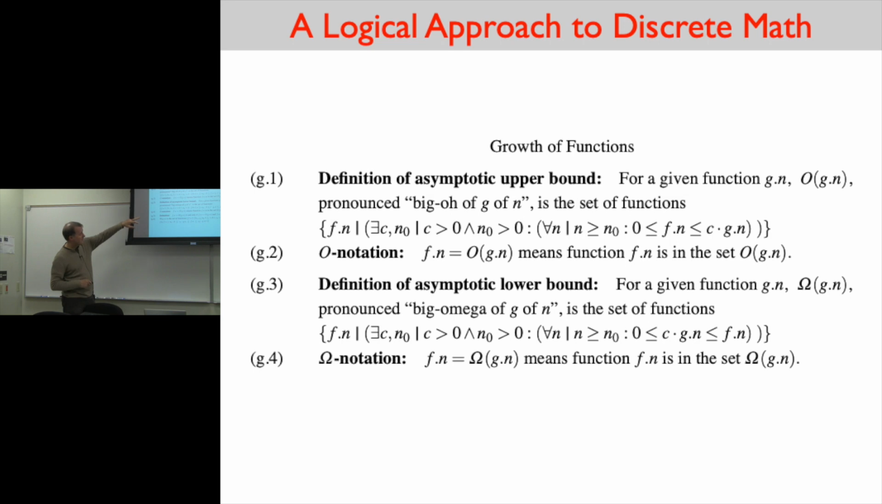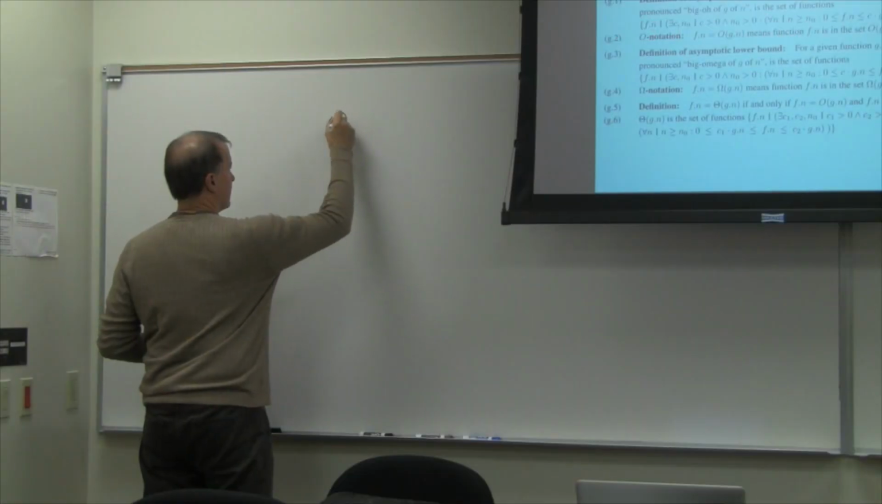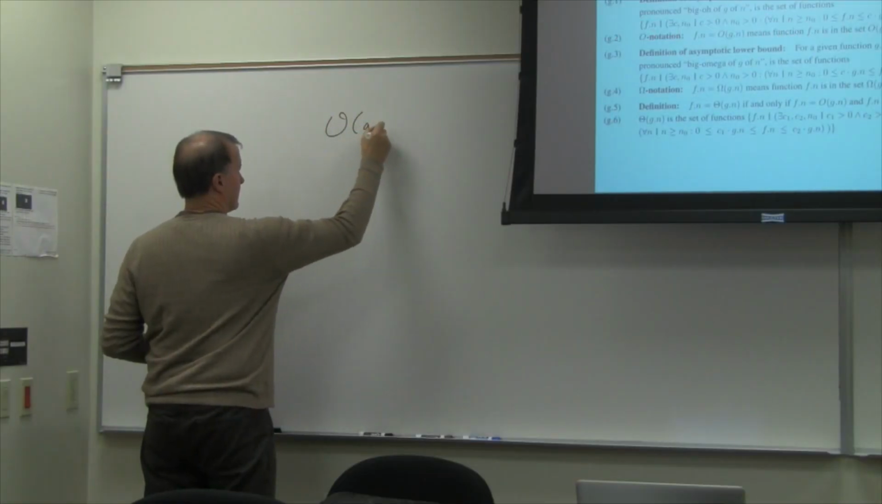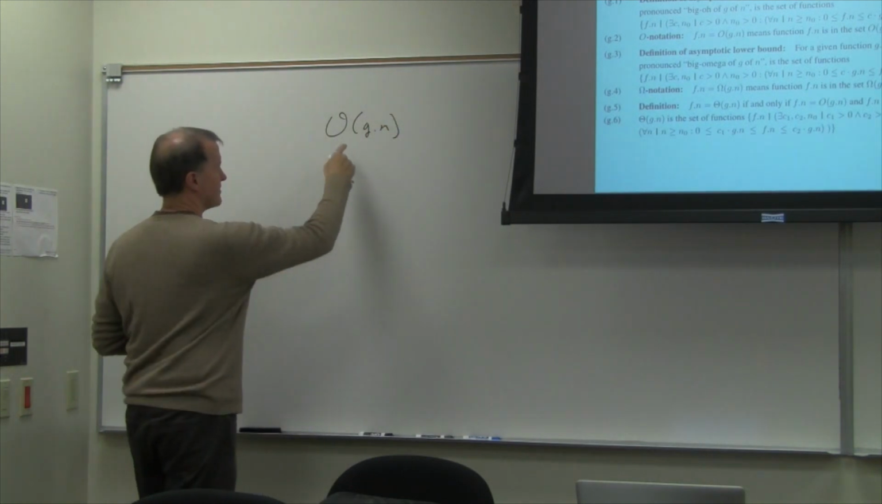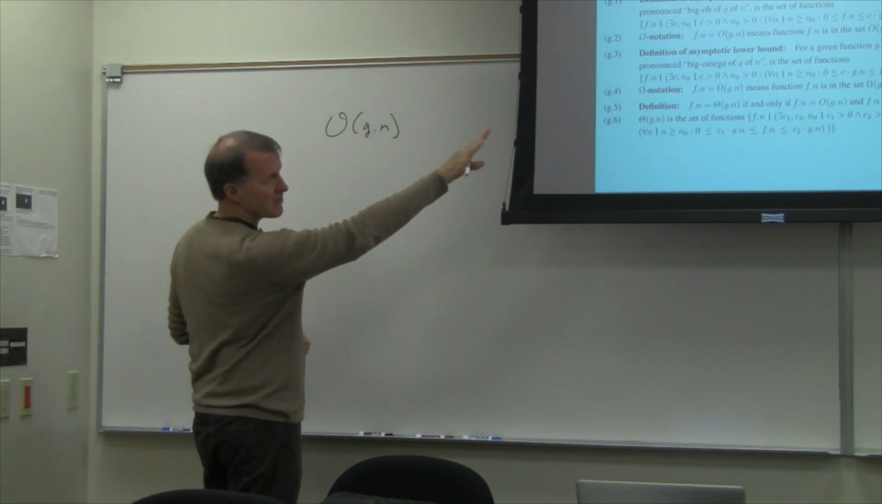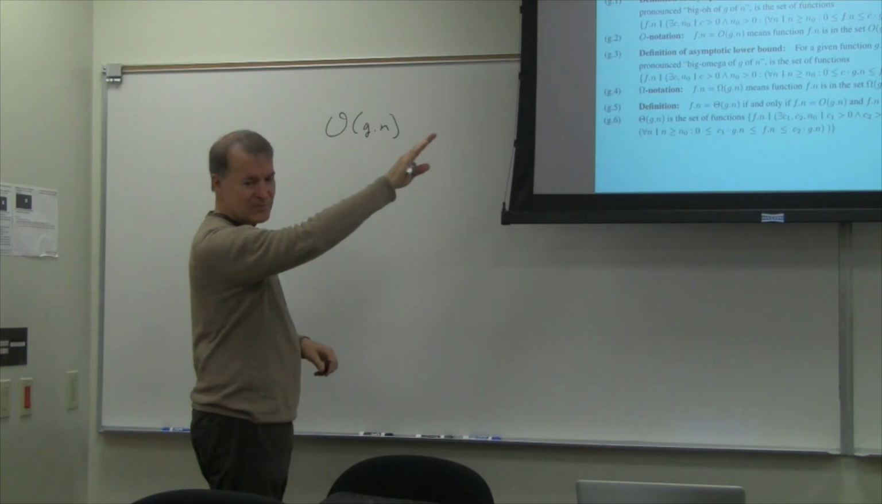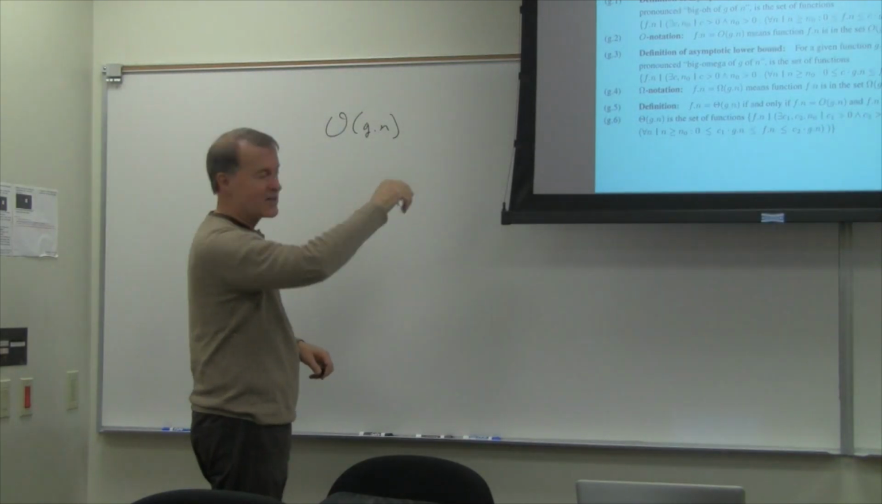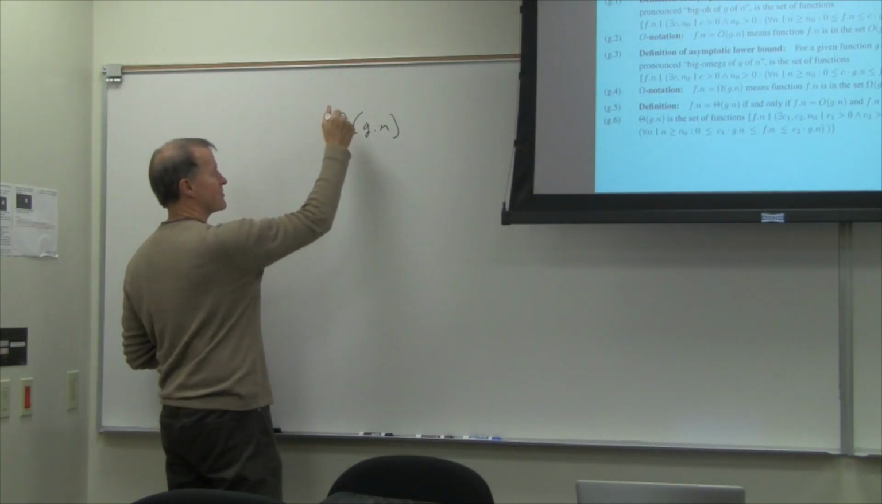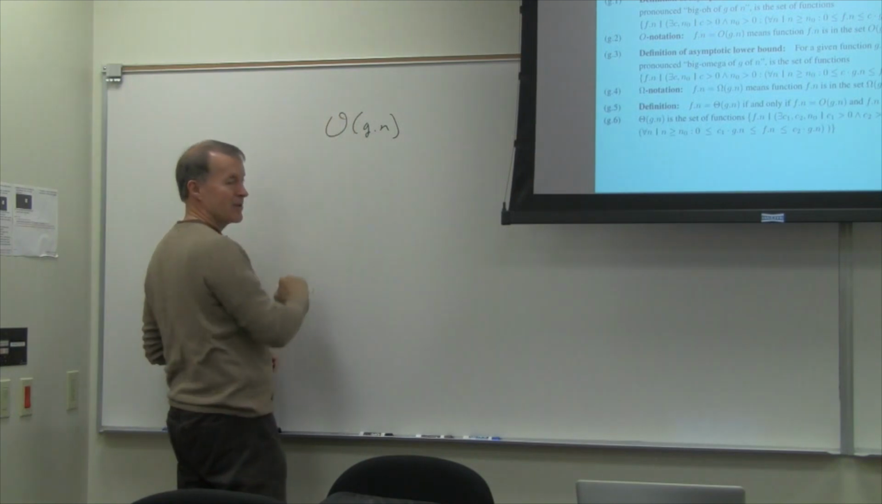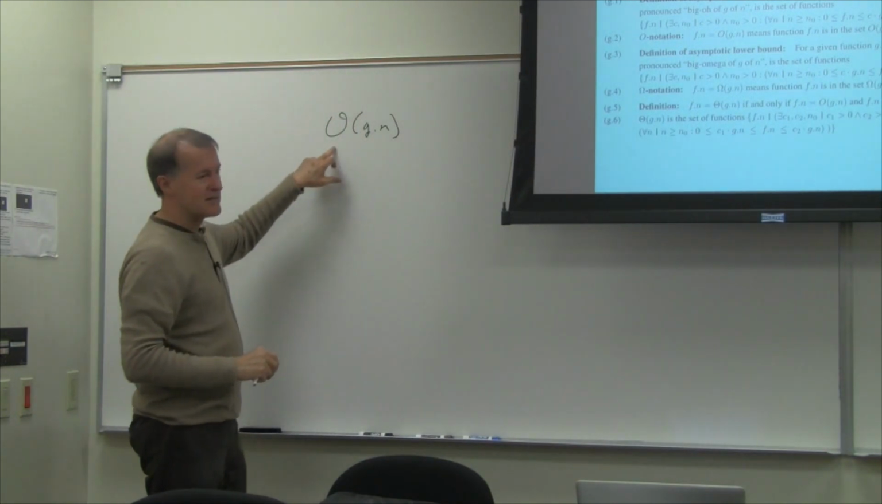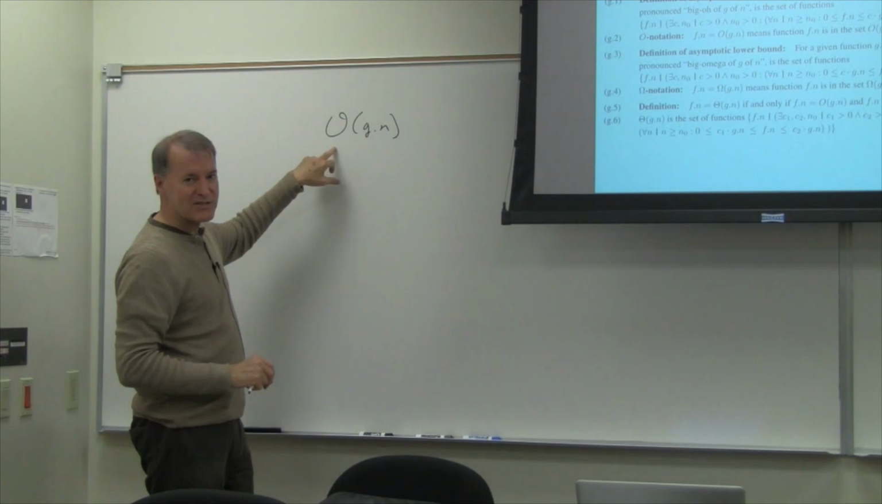Now, big O of g of n, you see up there in G.1. The way you write this, I don't know if you can tell, but it's a big O and it's italicized, and the way we handwrite this is we put a little curl up on the top like this. And everybody always pronounces it the same way. This is big O.